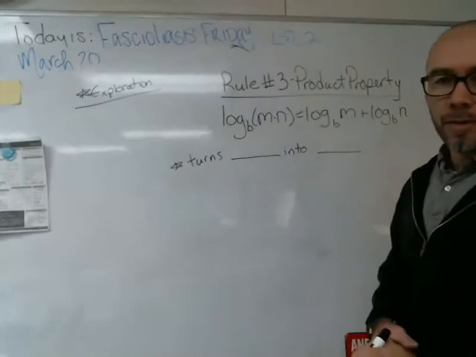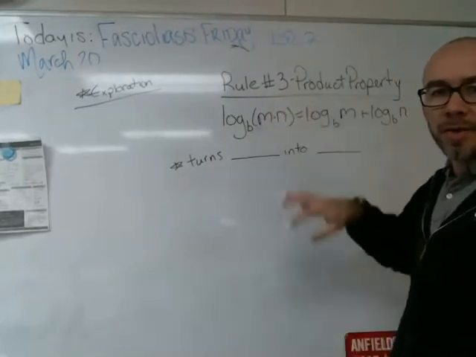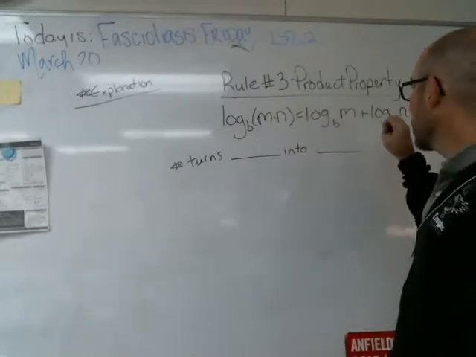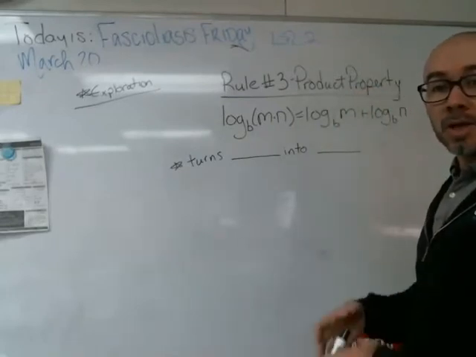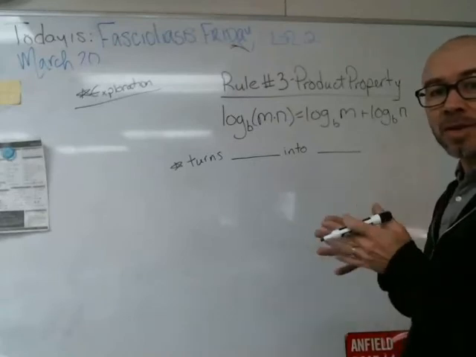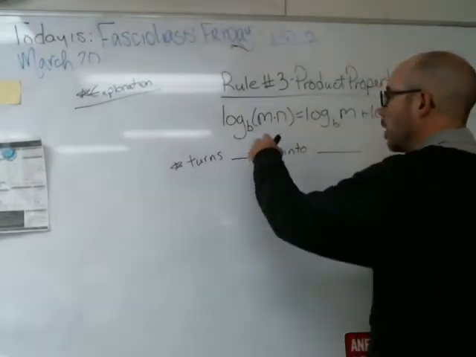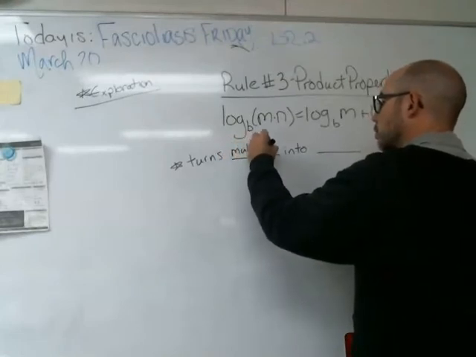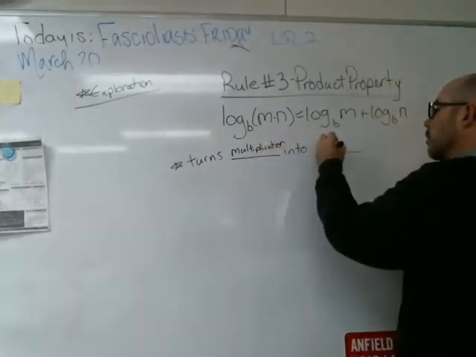Rule number 3 is the product property for logarithms. I can take a bigger number, break it down into its factors, and then evaluate the log of that base for each number separately. It may be more convenient to break a big number up into smaller pieces and evaluate the logs and then just add those back together. And as you can see here, what it does is it takes what is basically a multiplication problem into some sort of addition.